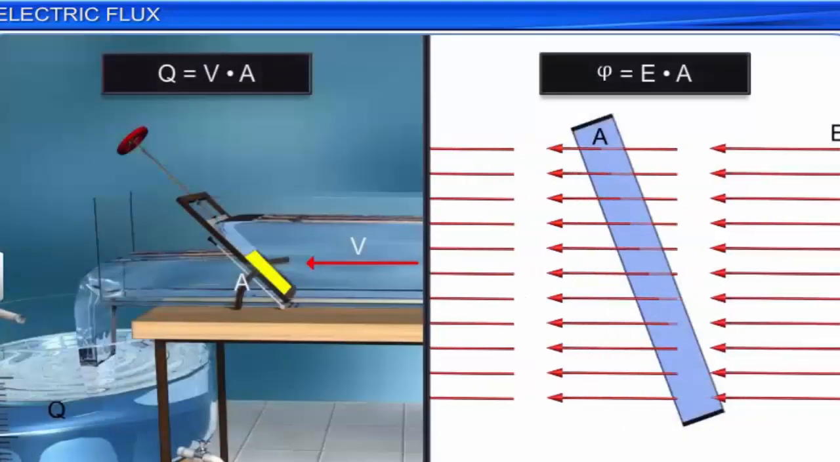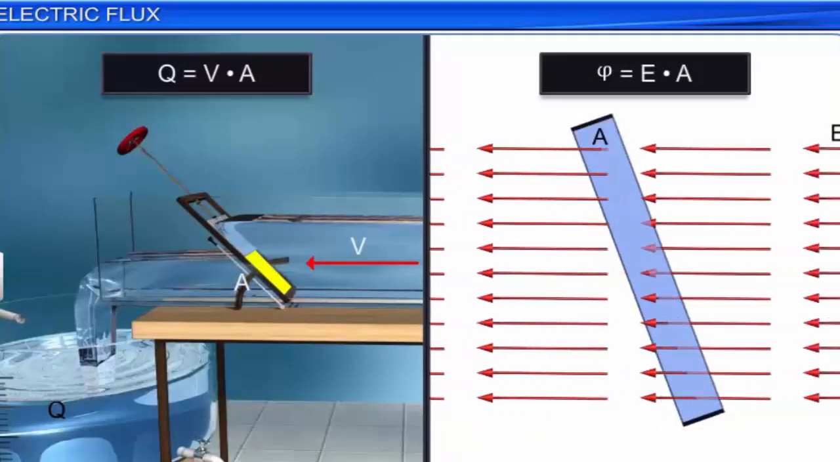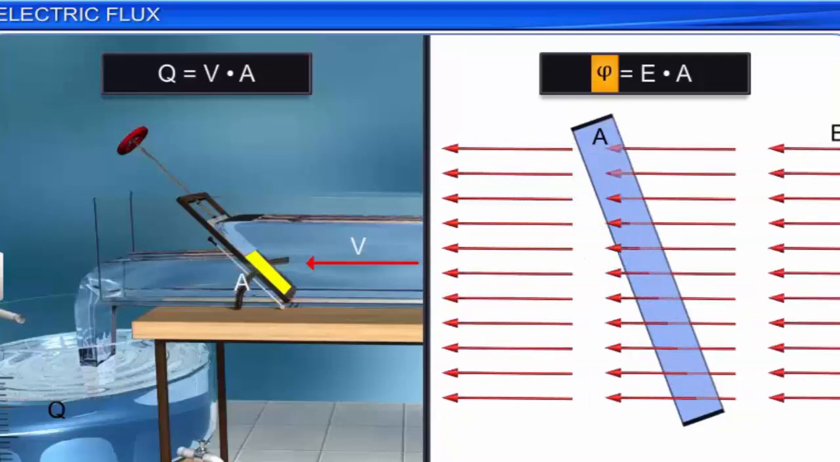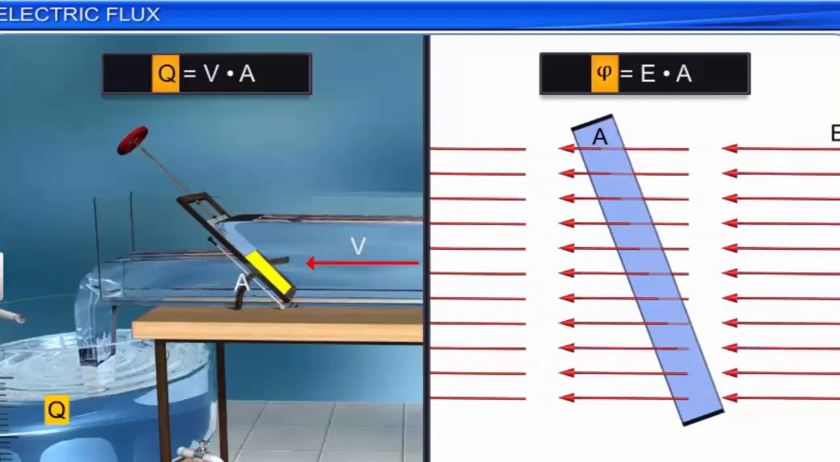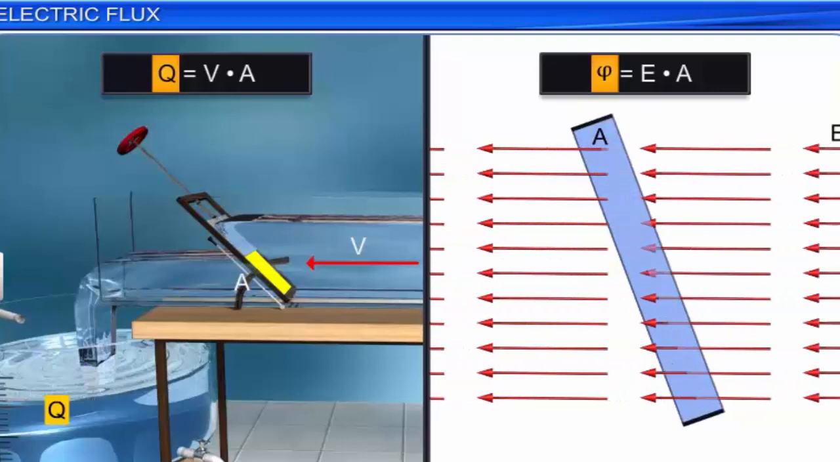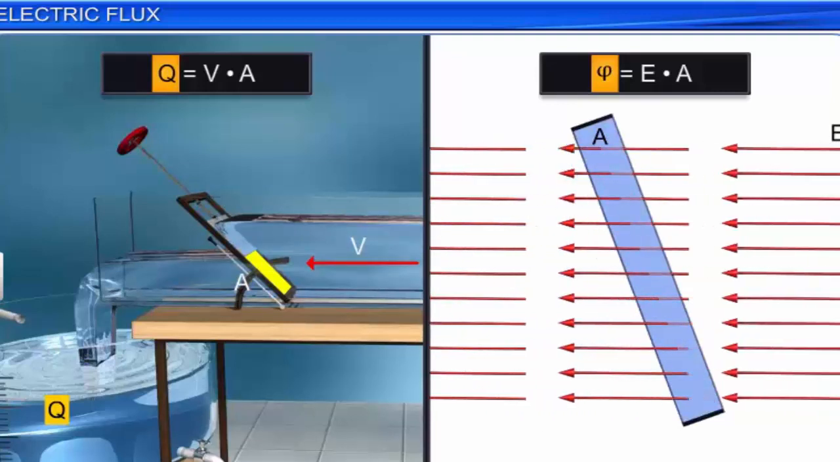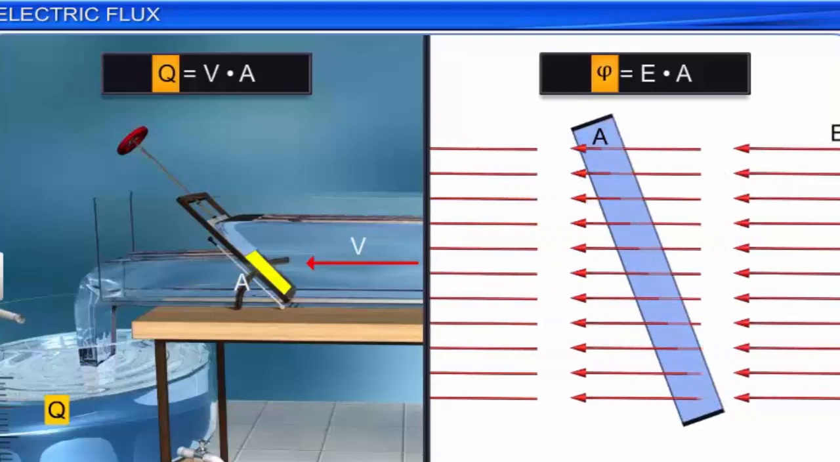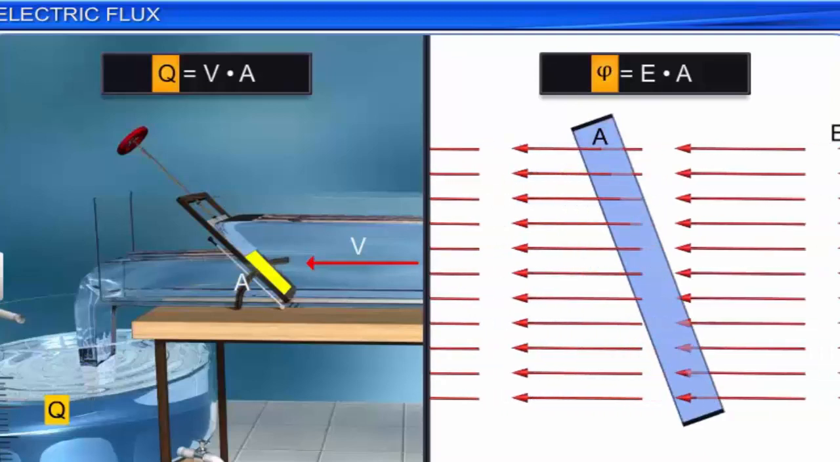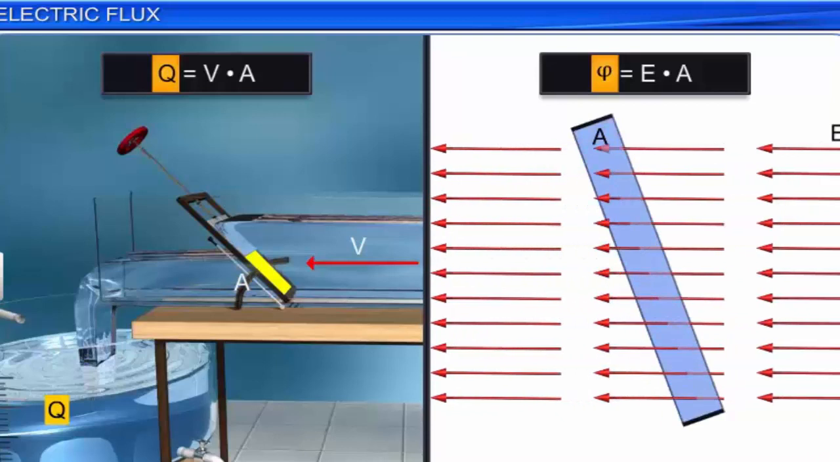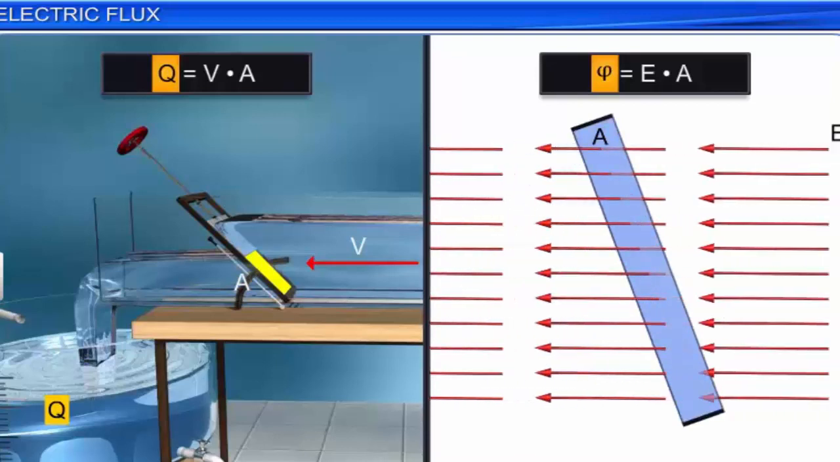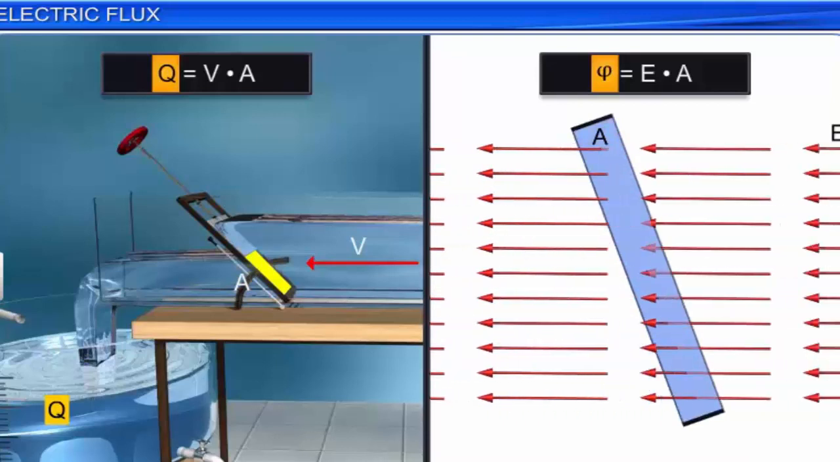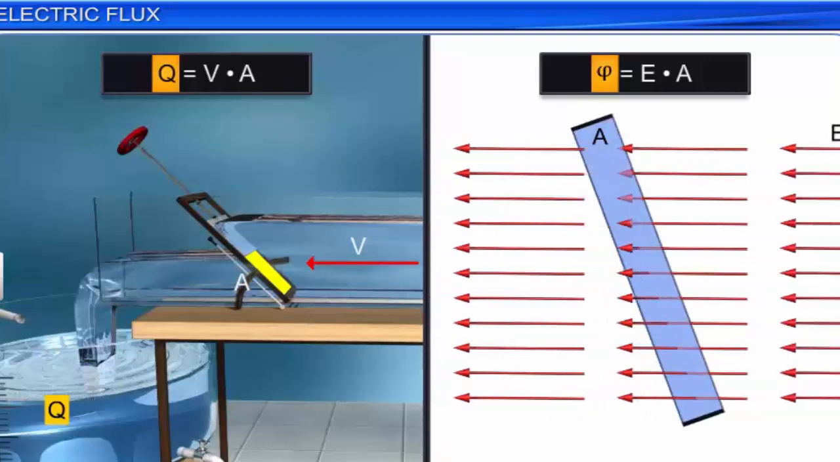Electric flux, phi, is analogous to Q of water. Like Q, phi is also a scalar quantity. However, unlike in Q, where there is flow of water, nothing flows in electric flux. There are only imaginary electric lines of force that cut across the area.